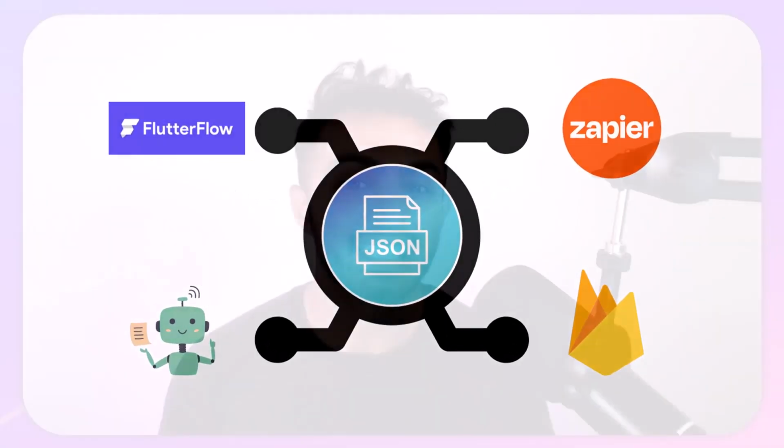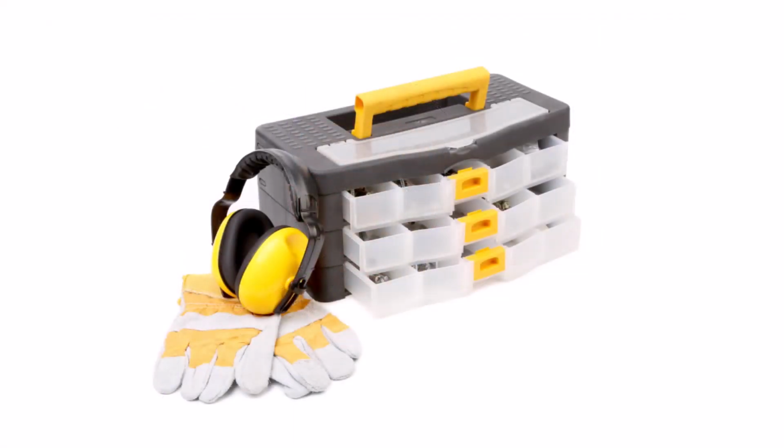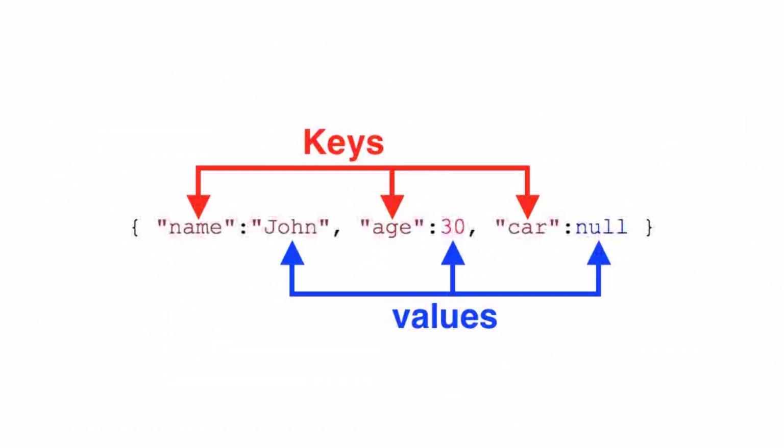As I mentioned, JSON is a simple concept to understand, so let's start exploring what a JSON object looks like. Imagine you have a toolbox, and inside of it, you have compartments for organizing various items. Each compartment of that toolbox represents a key value pair in JSON. The key acts as the label for a specific compartment, and the value represents what's inside that compartment.